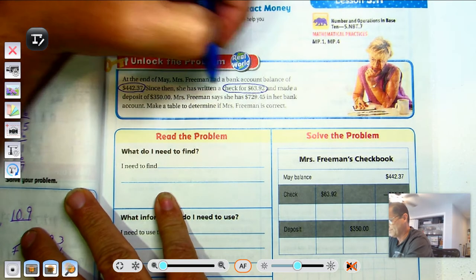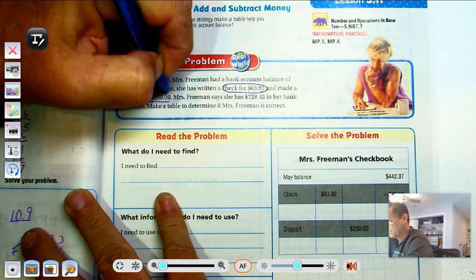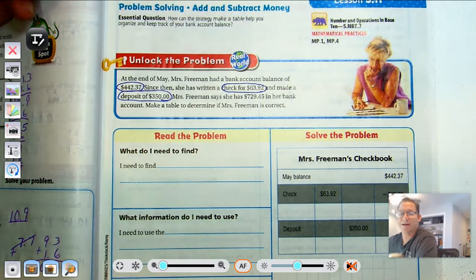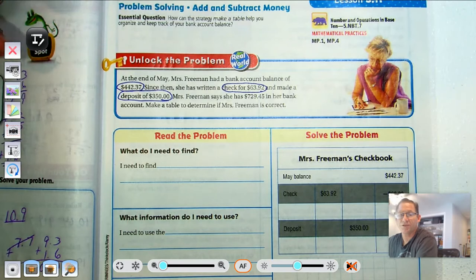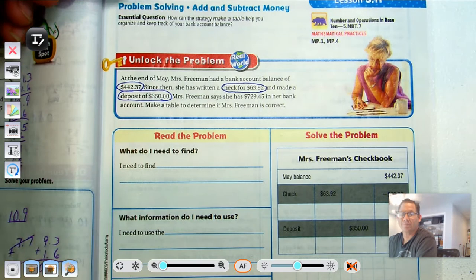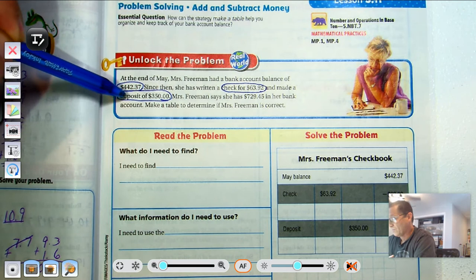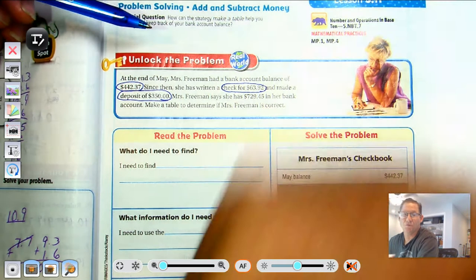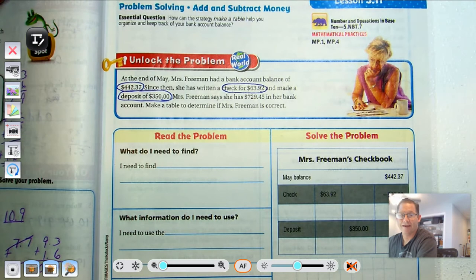Okay, so there's a couple terms we may not be familiar with, so let's make sure we review these. When we write a check, we're paying for some type of service or product that we've purchased. So when we write a check, we're going to be withdrawing that from our account. So we're going to be minusing. Now, on the other hand, when we have a deposit, that's money that we're going to be putting into our account. And so we would add that.